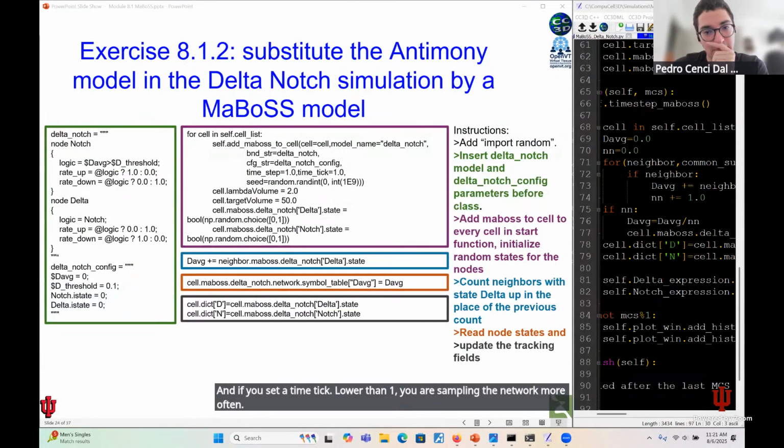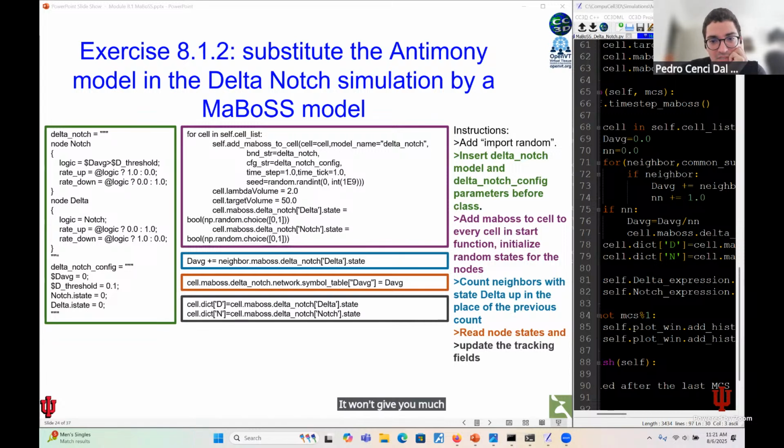It won't give you much, I believe. But again, I'm not an expert on MaBoSS, and I'm not 100% confident of time step and time tick. This is how I use them. I set both of them to 1. This is what I do. They are always 1 in my simulations. I know exactly what's happening when both of them are 1.